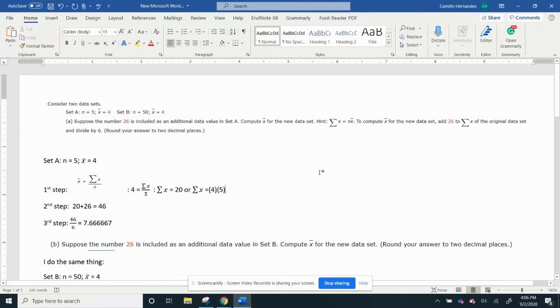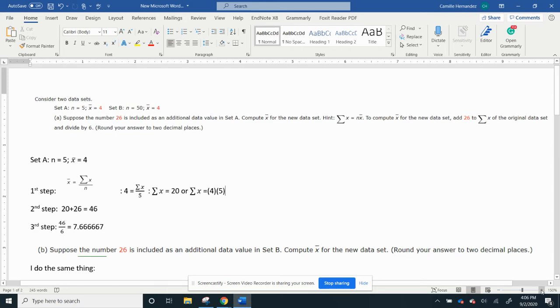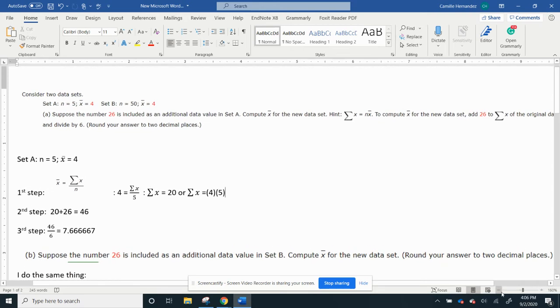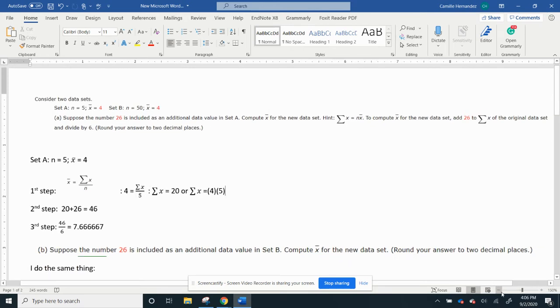Hey everybody, I'm going to make a quick video on comparing two means. This is part of 3.1. So what's going on is you're going to look at two data sets. Set A has a sample size of 5 and a sample mean of 4. And set B has a sample size of 50 and a sample mean of 4.